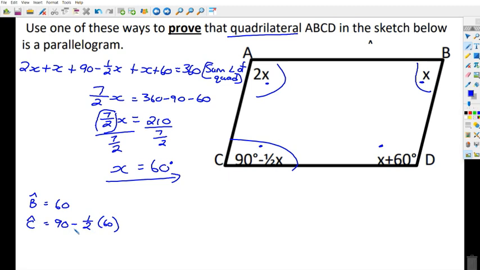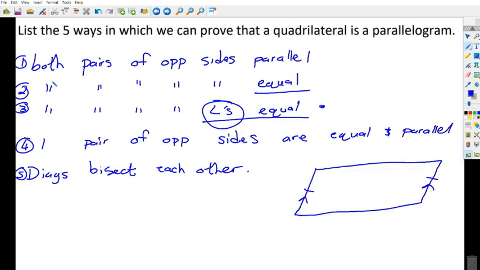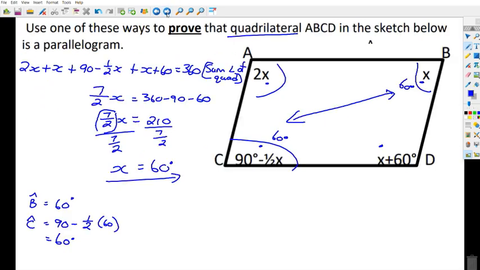Alright, and that's 90 minus 30, which is 60 degrees. Oh, fantastic. Can you see that this angle here is 60 degrees? That angle there is 60 degrees, okay? And these are opposite angles. Okay, so I've got one pair. Fantastic. How many pairs do I need? I need both pairs of opposite angles to be equal. So I'm halfway there.